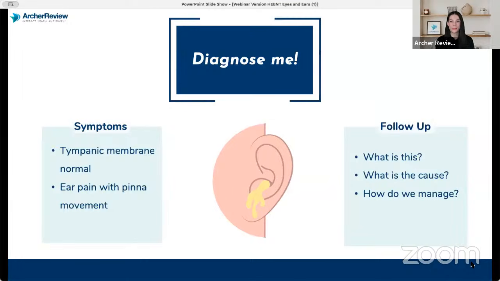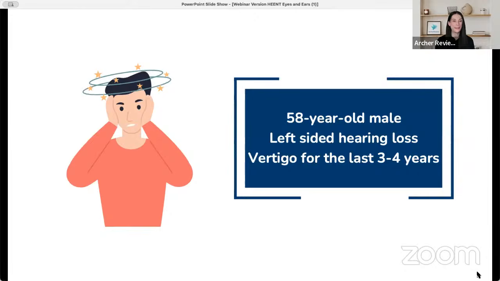And that is one we see a lot of times in the summer. So very, very common to see that because water gets stuck there, Pseudomonas starts to procreate, and then they have an infection. So let's talk about this patient here. We have a 58-year-old male with left-sided hearing loss and vertigo for 3 to 4 years. So a long time. He's waited. He kind of felt better, but it is getting worse.